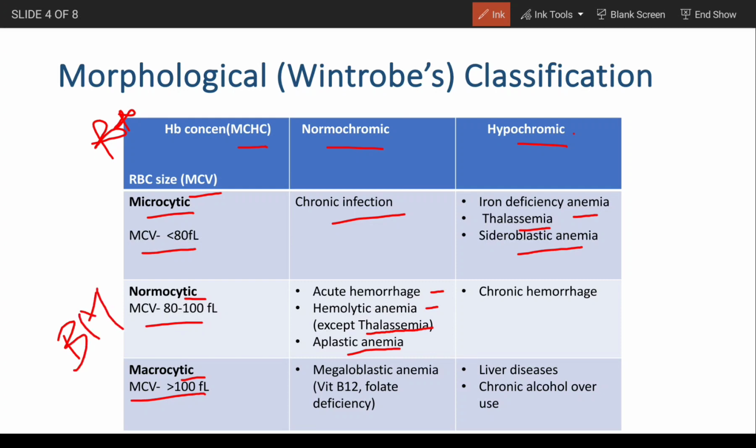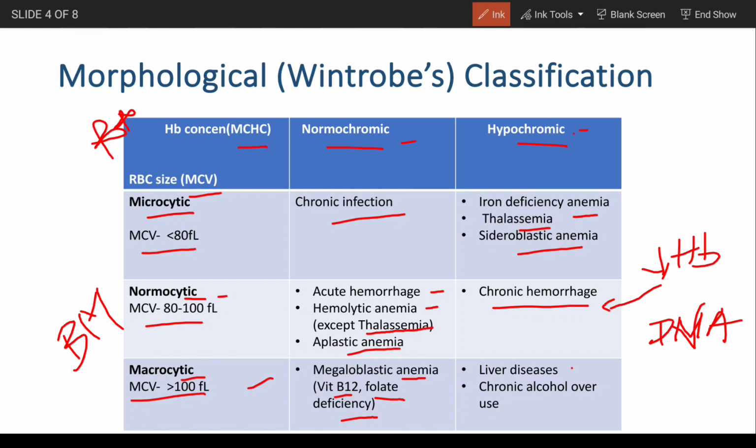Next, chronic hemorrhage. In this, the cell size remains the same but there is decrease in hemoglobin concentration. That means normocytic and hypochromic stage causes chronic hemorrhage. And last, macrocytic. Here, the cell size is large, and if normochromic, it causes megaloblastic anemia, which is due to vitamin B12 deficiency and folate deficiency, which are helpful in DNA synthesis in RBC. Okay? Finally, liver diseases and also chronic alcohol overuse cause cells to be macrocytic and hypochromic. Well, the table was completed.